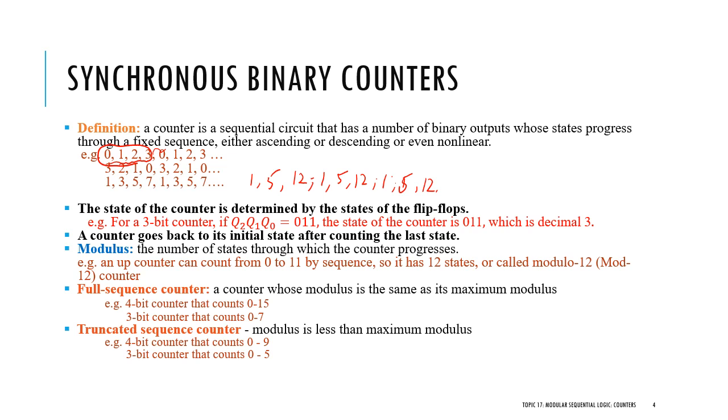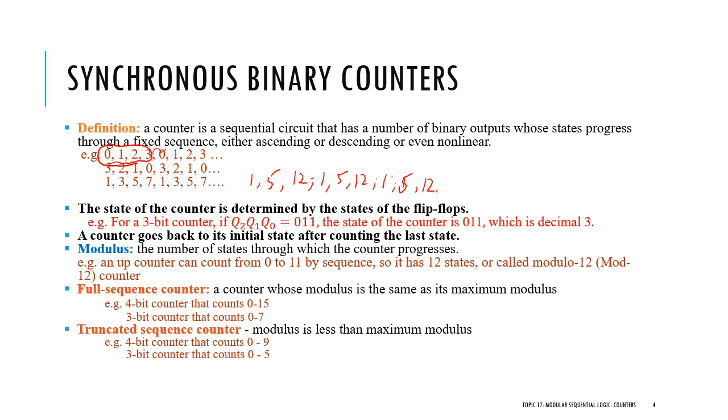For sequence counters, if we have a counter whose modulus is the same as its maximum modulus, then we call it a full-sequence counter. For example, if we are building a 4-bit counter, we know for 4-bit binary we have 16 maximum combinations, right? Then if we have a counter that counts from 0 to 15, basically it counts every possible combination for this 4-bit counter, then we say this is a full-sequence counter.